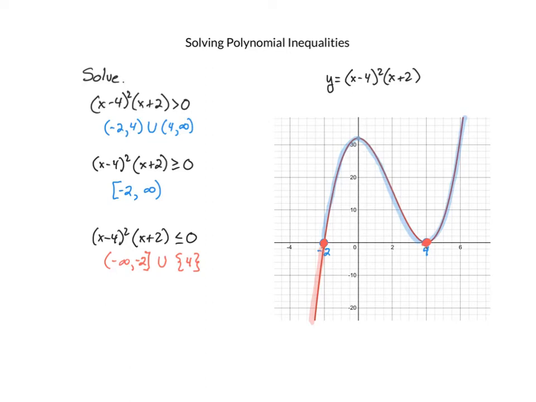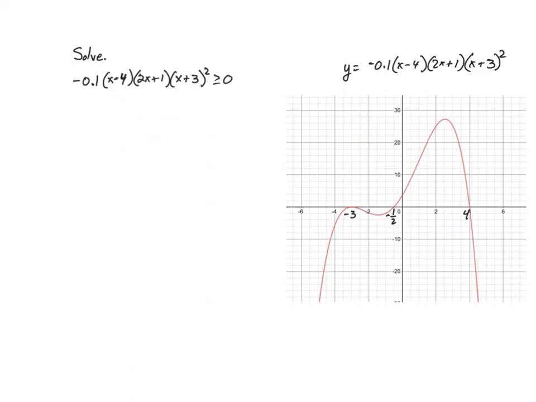Notice again on these inequalities that the critical numbers for this particular problem were -2 and 4, the numbers that make each factor equal to 0. Let's look at one more by using the graph to help us. So the problem that we'll be solving is this.